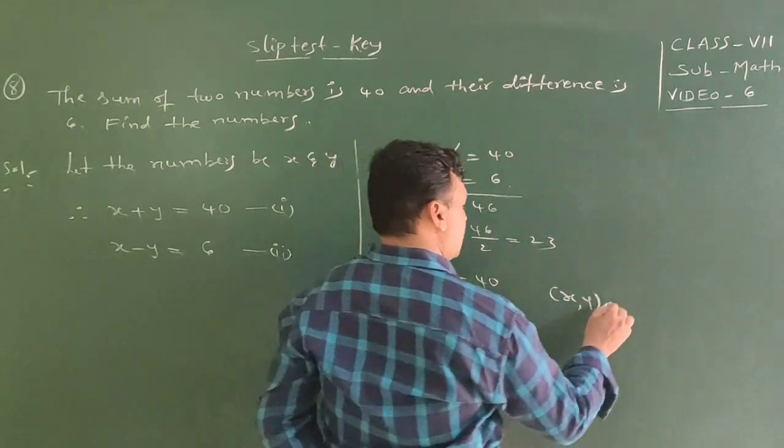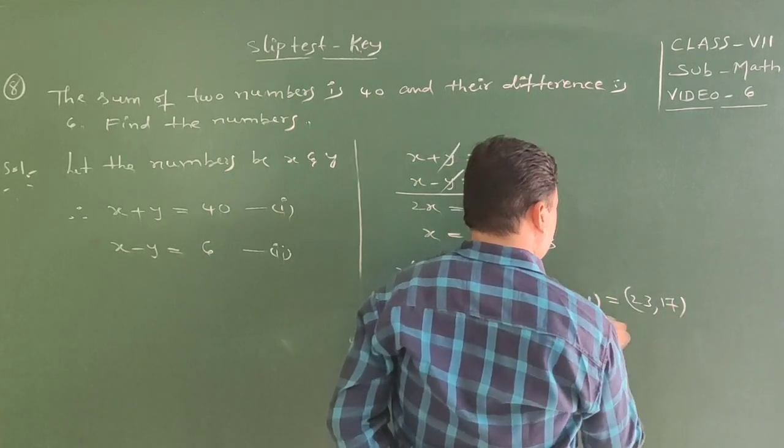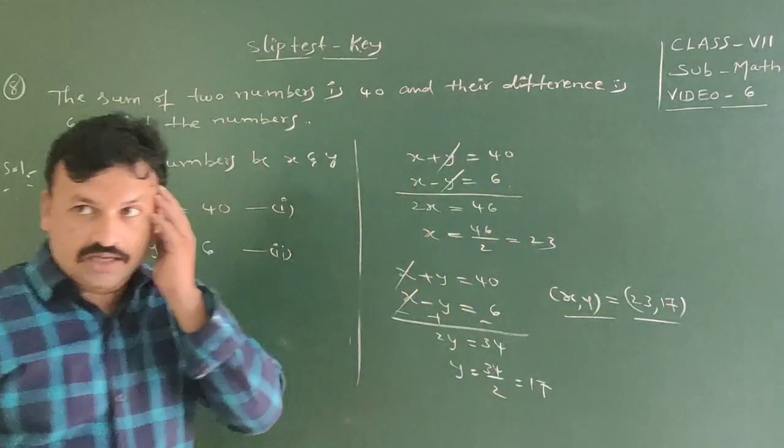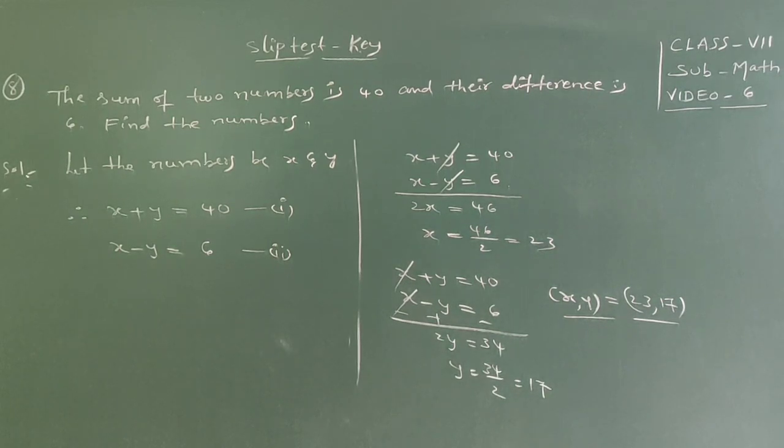The required numbers are 23 and 17. If you add 23 and 17, you will get 40 as the sum. If you subtract 17 from 23, you will get 6 as the difference.